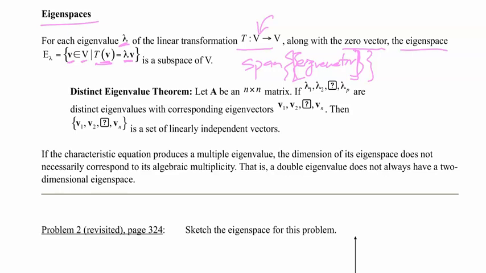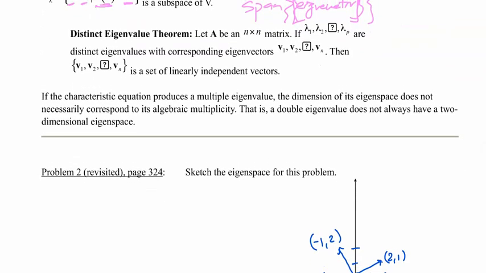Okay, so let's look at here. One other thing is for distinct eigenvalues. If the eigenvalues are distinct, they are not the same, for an n by n matrix, there should be n eigenvalues, and they are all distinct. And whatever eigenvectors you get, they form linearly independent vectors. They always form linearly independent vectors.